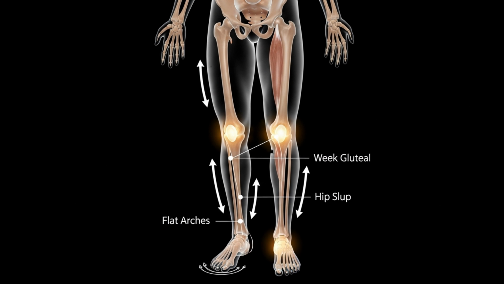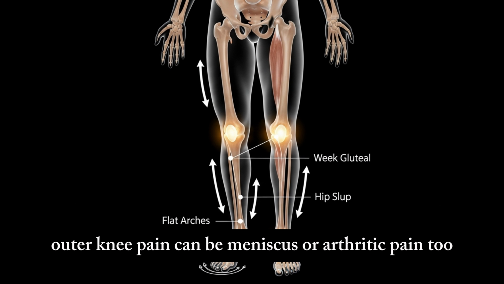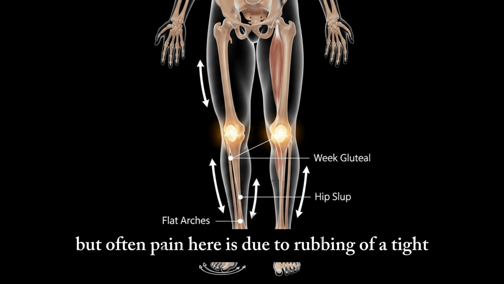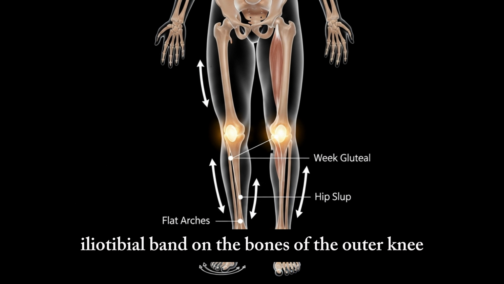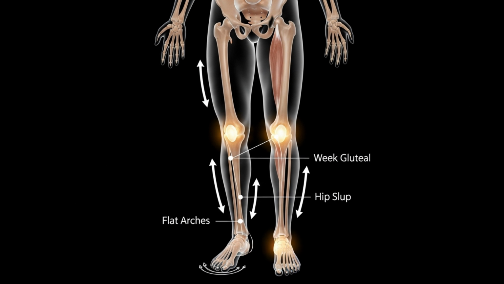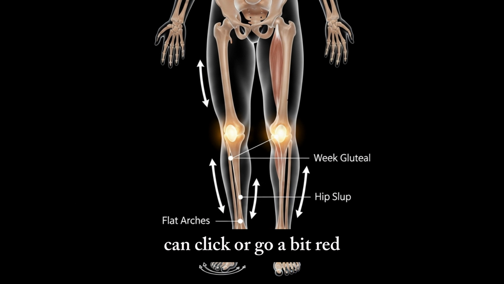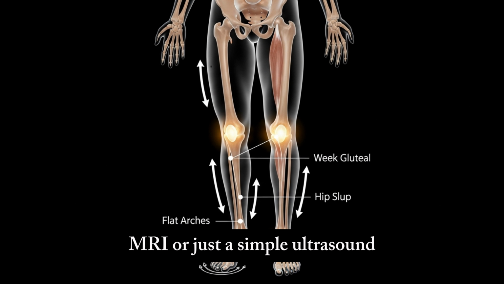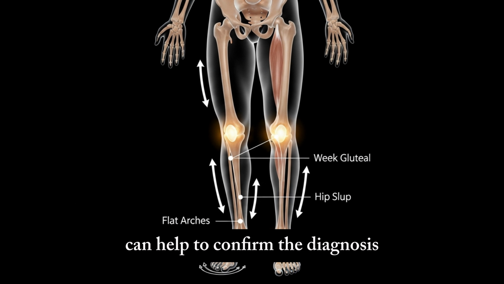Outer knee pain. Outer knee pain can be meniscus or arthritic pain too, with similar symptoms to the inner knee versions, but often pain here is due to rubbing of a tight iliotibial band on the bones of the outer knee. This gets worse with exercise, can click or go a bit red, and even extend up into the outer thigh. MRI or just a simple ultrasound can help to confirm the diagnosis.